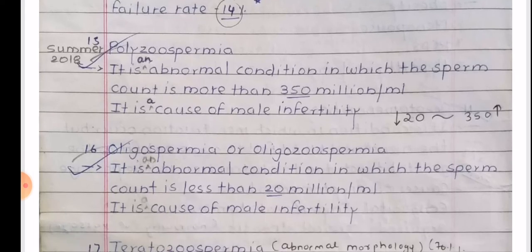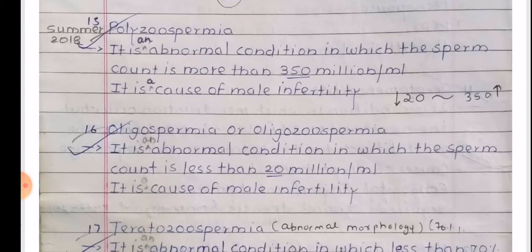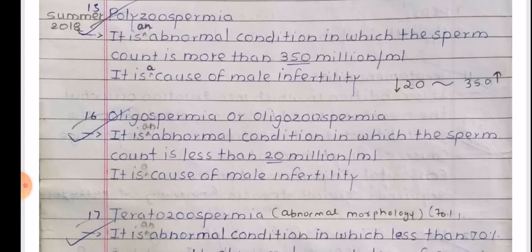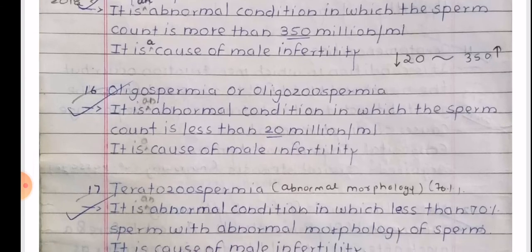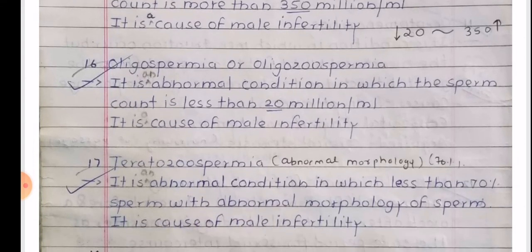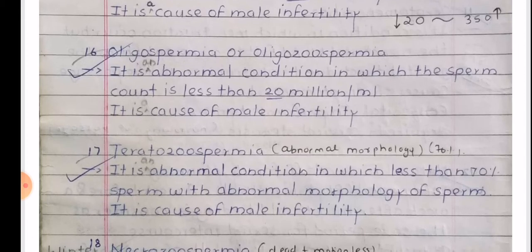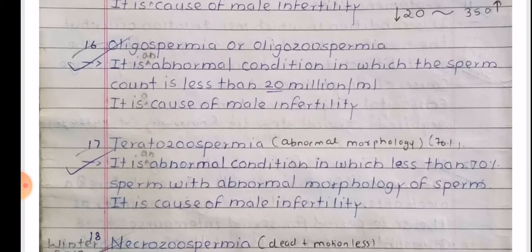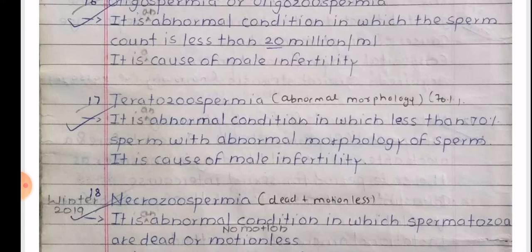Polyzoospermia. It is an abnormal condition in which the sperm count is more than 350 million per ml. It is a cause of male infertility. Oligospermia. It is an abnormal condition in which the sperm count is less than 20 million per ml. It is a cause of male infertility.